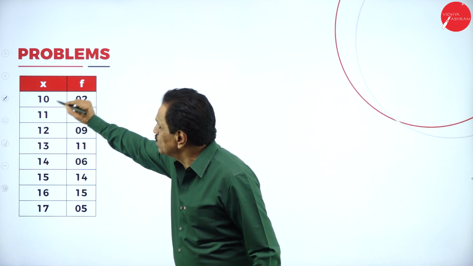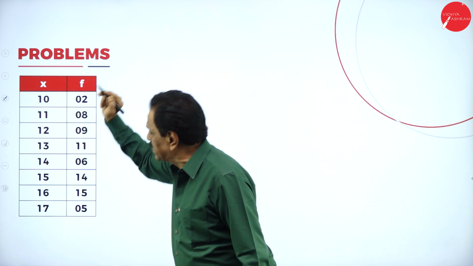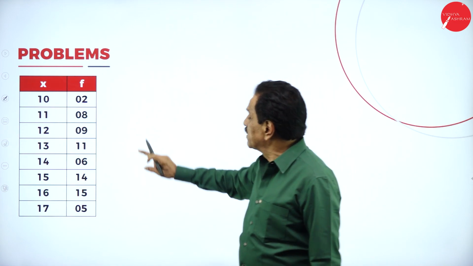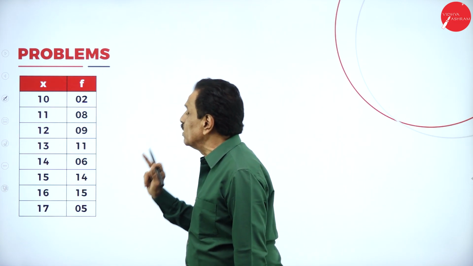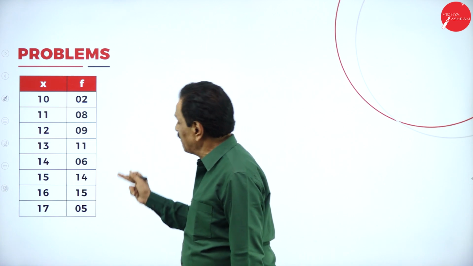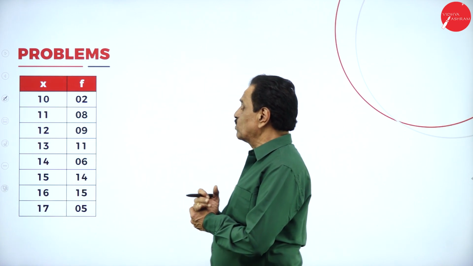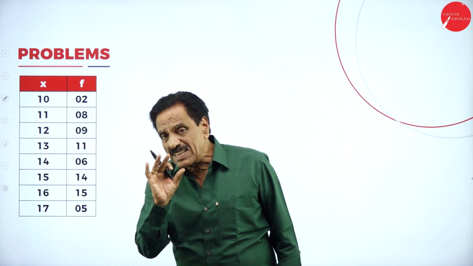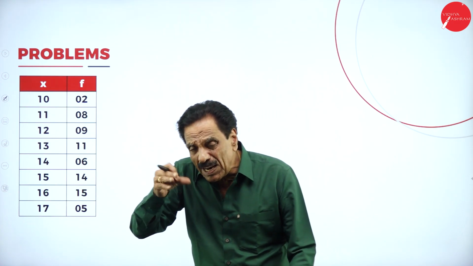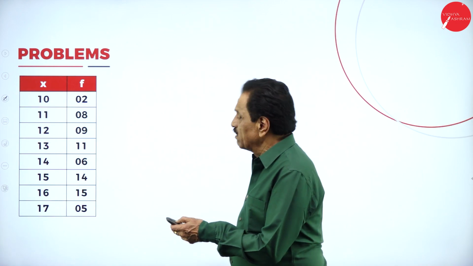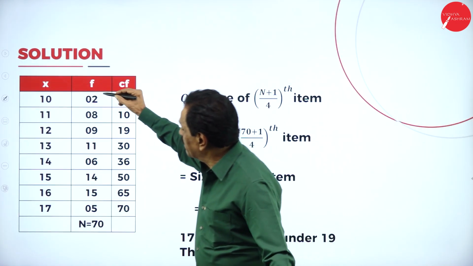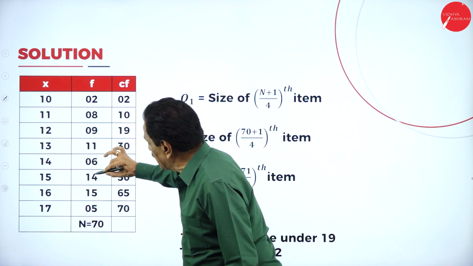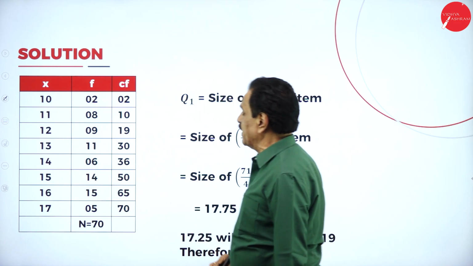Your next problem shows 10, 11, 12, 13, 14, 15, 16, 17. This is the given problem. Then your frequency is 2, 8, 9, 11, 6, 14, 15, 5. So what is the first step to do? Add the frequency. Then you have to do the cumulative frequency. You add the frequency: 2 plus 8, 10, 19, 30, 36, 50, 65, 70.